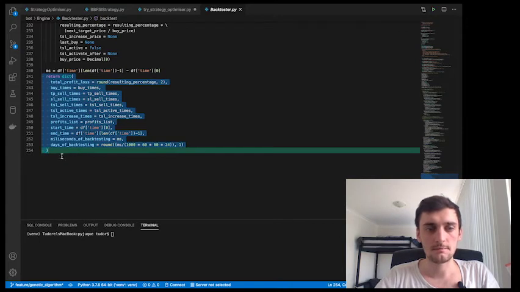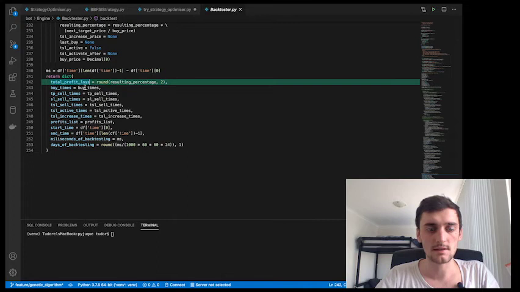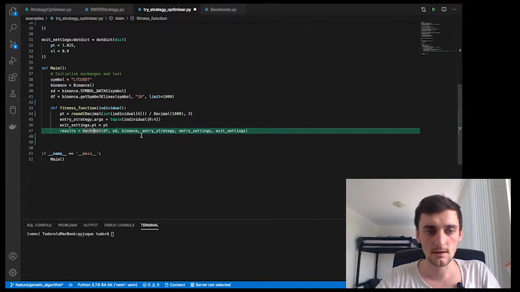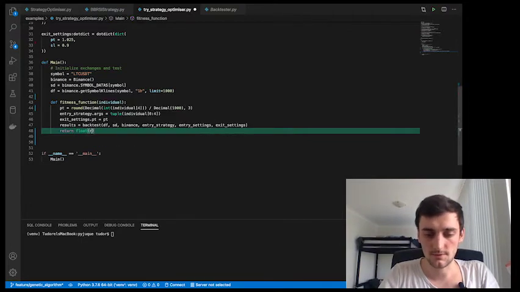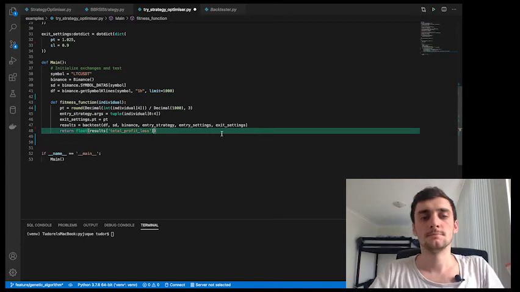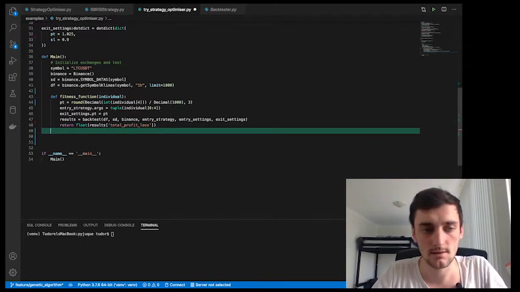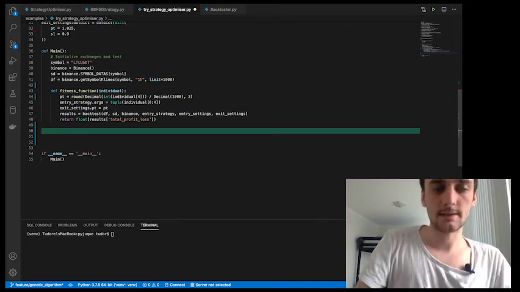There are a lot of things here, but what interests us most is total profit loss. This is what we want to maximize. So when it returns this, the fitness function is going to return the float of the results' total profit loss. So yes, this is it. I hope this is starting to somewhat make sense.